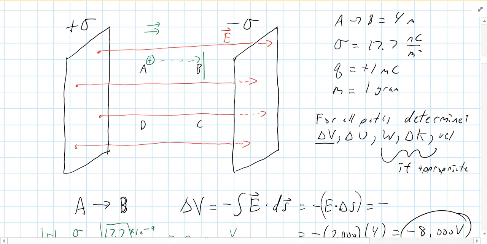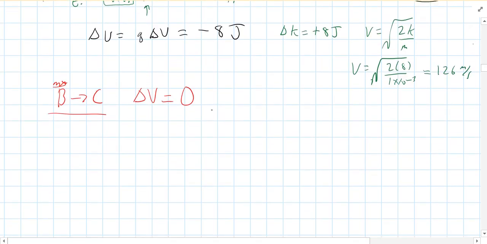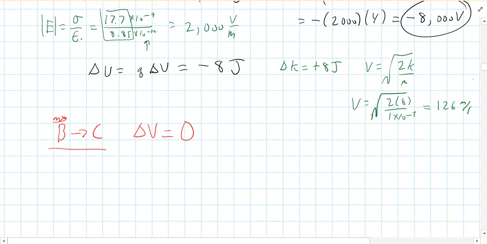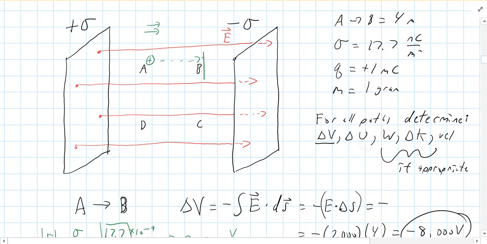That brings me to another point I want to make here. B and C are at the same voltage. The change in voltage is 0, so they're at the same voltage. They're not at 0 volts, but they're at the same voltage, so there's no change. From B to C, we call that an equipotential surface. In this case, that surface is parallel to the plates. It's perpendicular to the electric field. So this blue thing I've just drawn is called an equipotential surface.